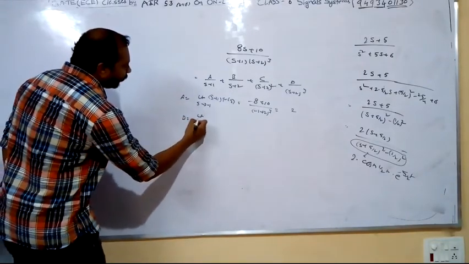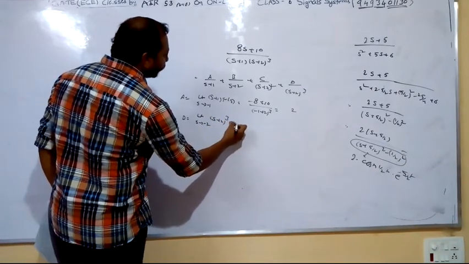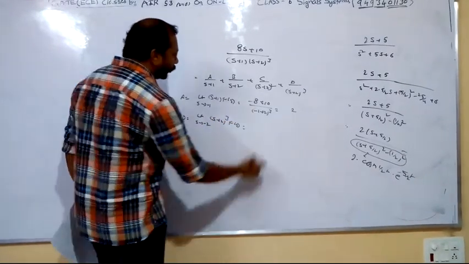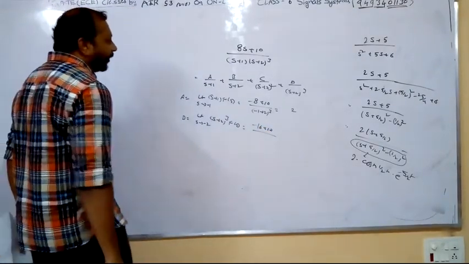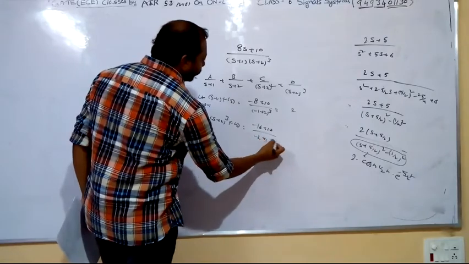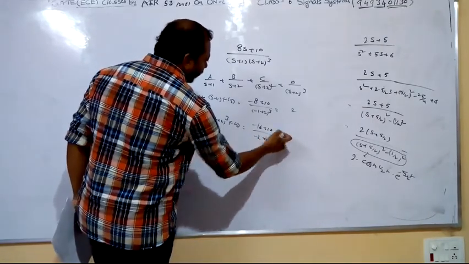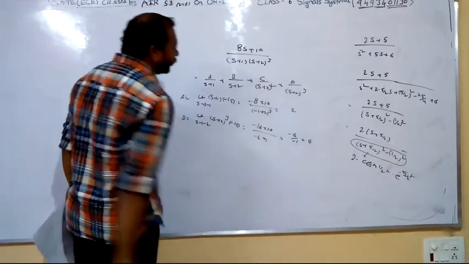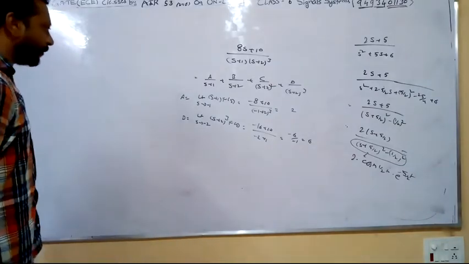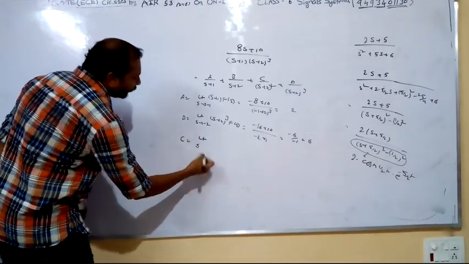Now what about this d value? Directly I am writing d is equal to the limit s tending to minus 2 of (s + 2)^3 times F(s). So this value is equal to (minus 16 plus 10) divided by (minus 2 plus 1). How much will you get? It is minus 6 by minus 1, so this value is equal to 6. Directly you may get it. Then the corresponding value of c you have to calculate.